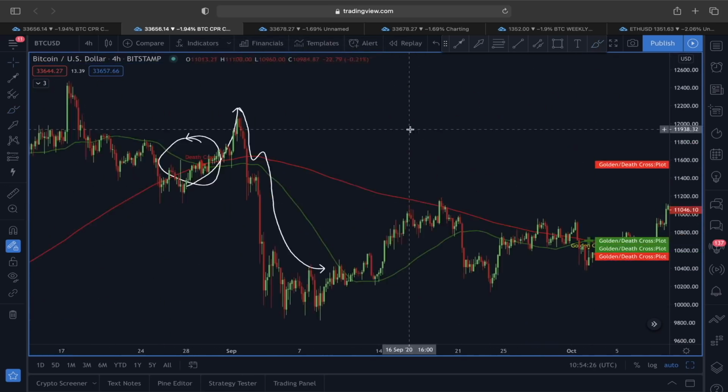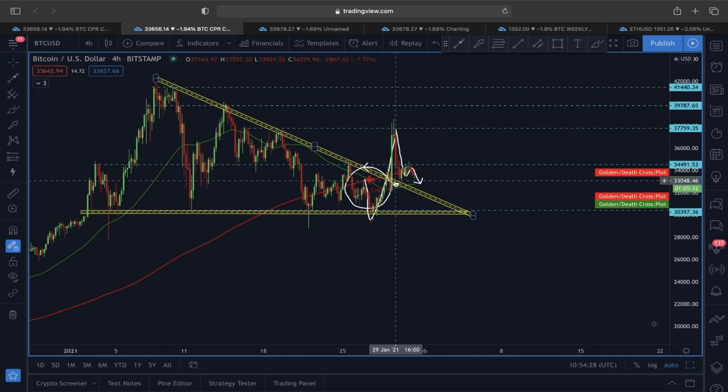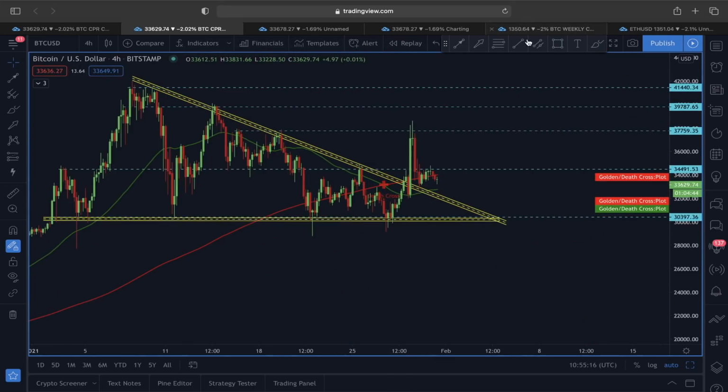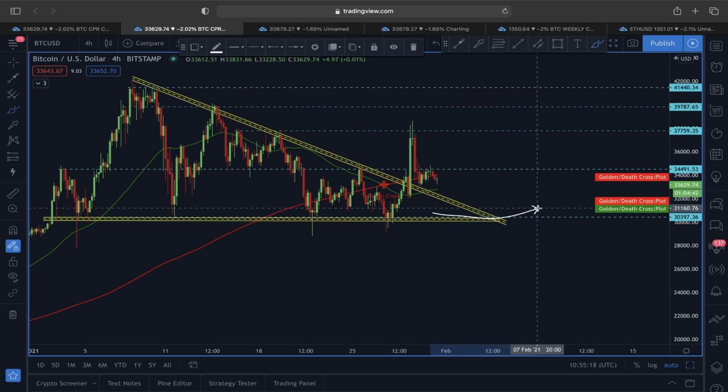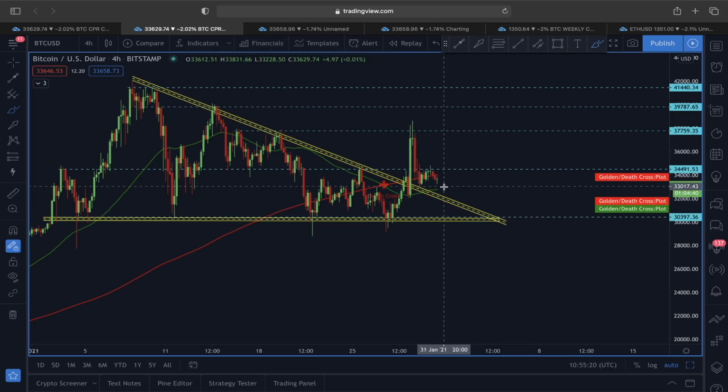So what I'm actually trying to say here is that this dead cross is still in place, and there is a possibility of price retesting the lower line area again, which is going to be around this 30,000 price level.